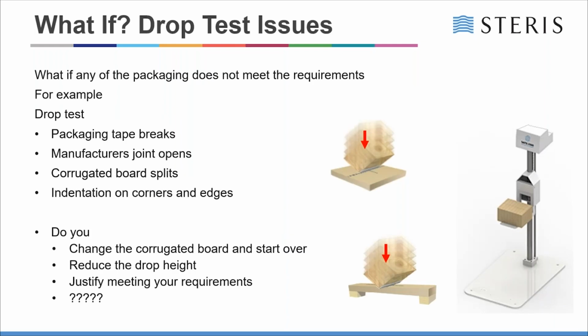But if you do get any of the defects that are shown within the slides, what can you do? What if the packaging does not meet the requirements? For example, in the drop test, the packaging tape breaks, the manufacturer's joint opens, the corrugated board splits, you get indentations in the corner edges. Again, you need to be able to look at this from a risk perspective, and basically put in the risks, or address the risks in the packaging itself. Or do you actually change the corrugated board and start over? Do you reduce the drop height? Or do you justify meeting your requirements based on your risk assessment? There's lots of ways of doing it.